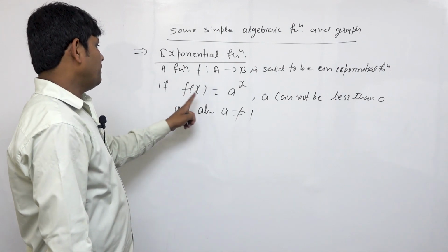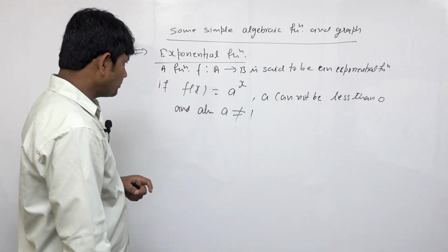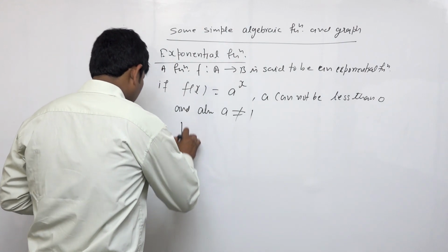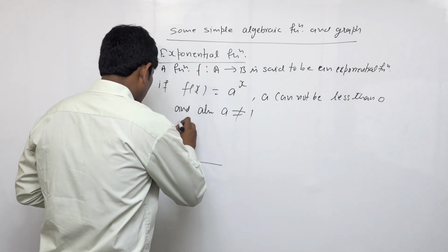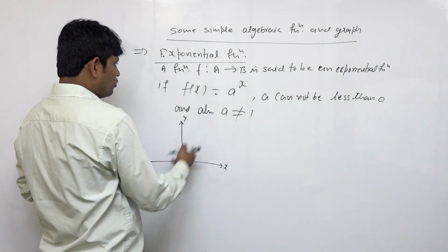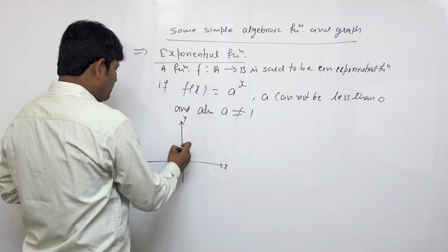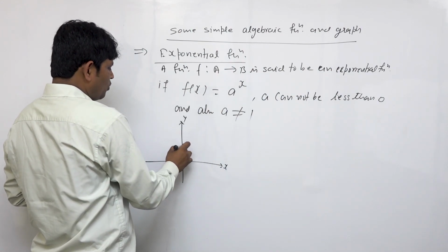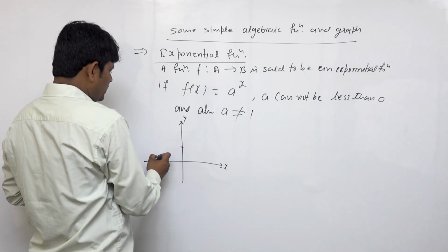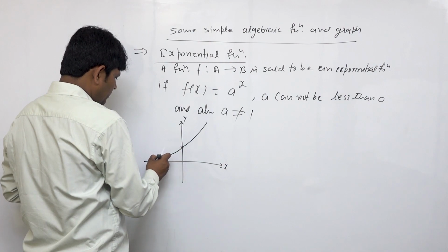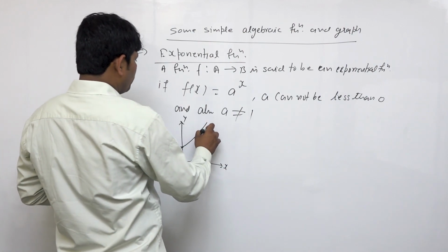So now if f(x) is equal to a to the power x, the graph is like this. This is y, this is x. If you put x equal to 0 here, a to the 0 is 1, so this type of function always crosses the y-axis at y equal to 1. So the nature of the graph is moving like that. This is called exponential growth.